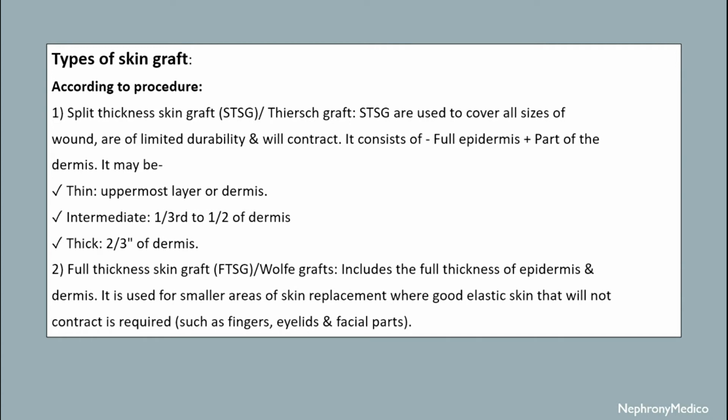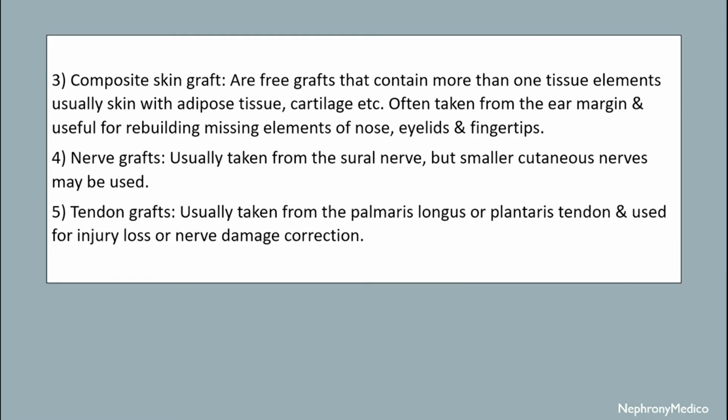The full thickness skin graft is used for smaller areas of skin replacement where good elastic skin that will not contract is required, such as fingers, eyelids and facial parts. The other types are the composite skin graft, nerve grafts and tendon grafts.